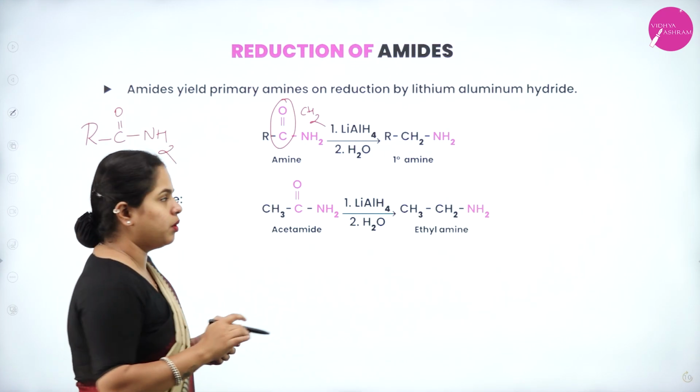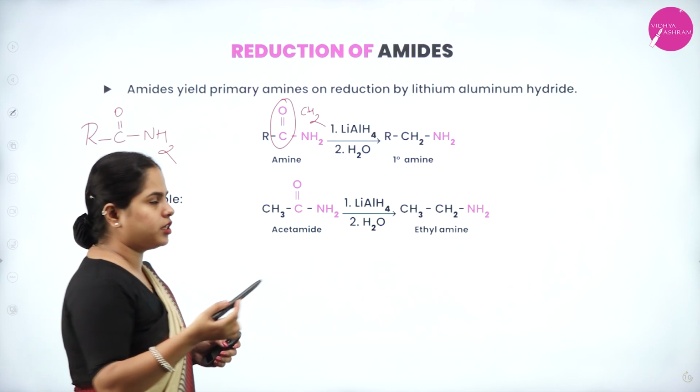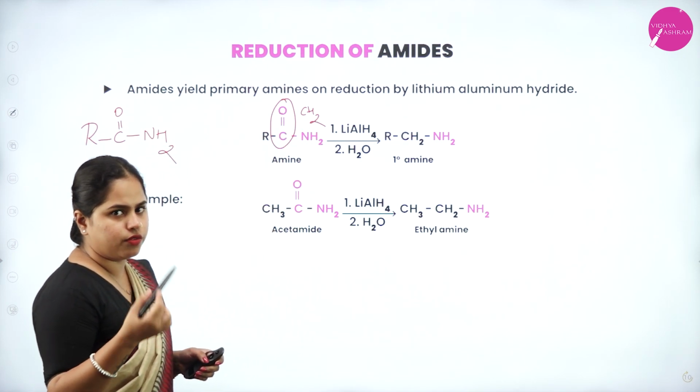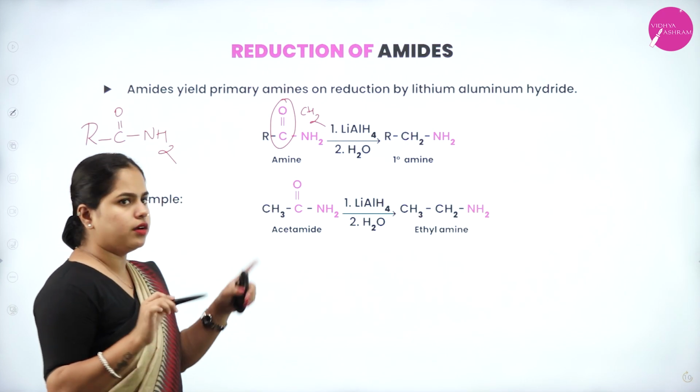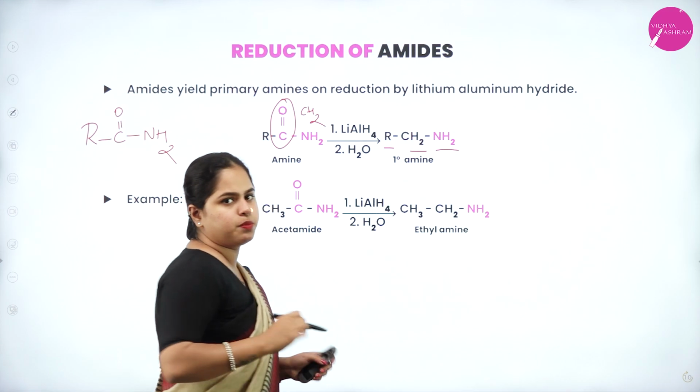So that way you can remember. So that means we are actually adding what? Reduction means addition of hydrogen. So instead of this oxygen, we are going to add hydrogen here. Oxygen will be removed. So CO will be converted to CH2. You can remember like that. So you will get RCH2NH2, which is primary amine.